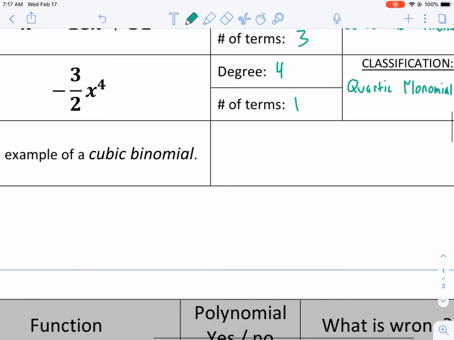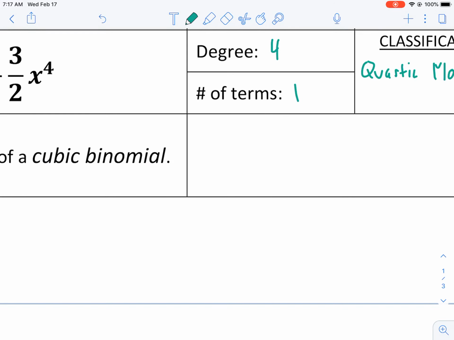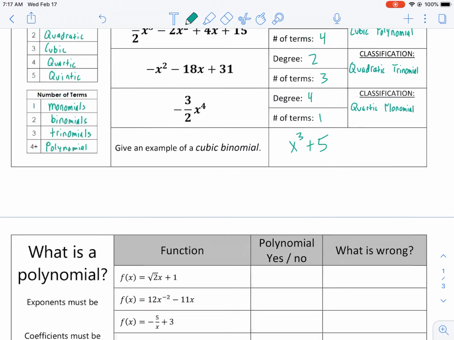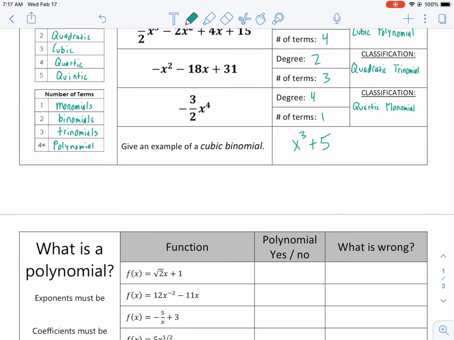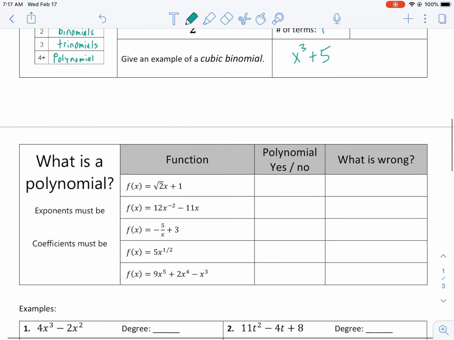Give an example of a cubic binomial. Bi means 2 terms. Cubic means we want an exponent of 3. So you could add whatever you want: plus 5, plus 5x, plus 5x squared, as long as you're adding or subtracting another term.